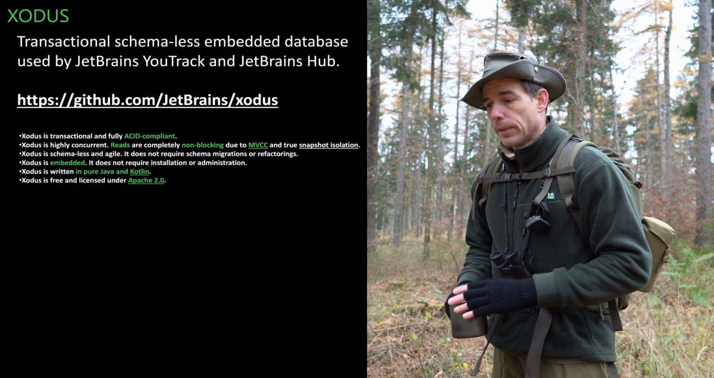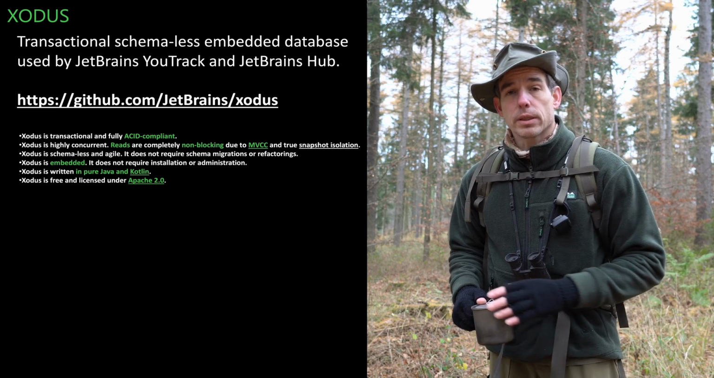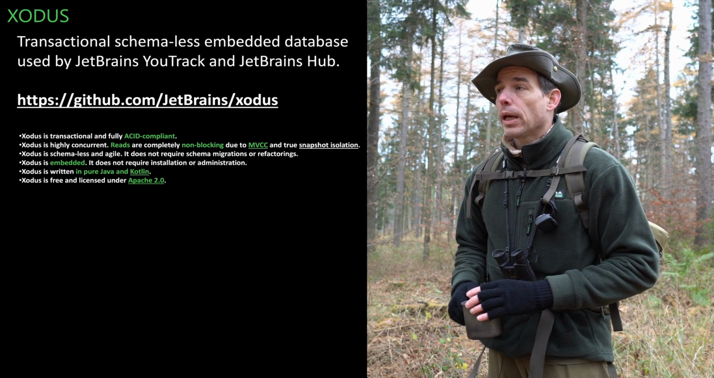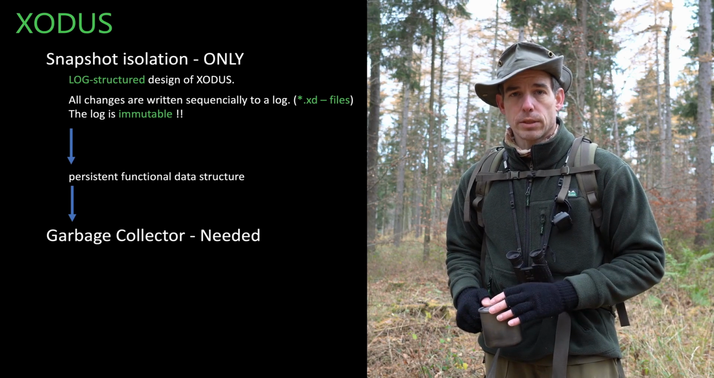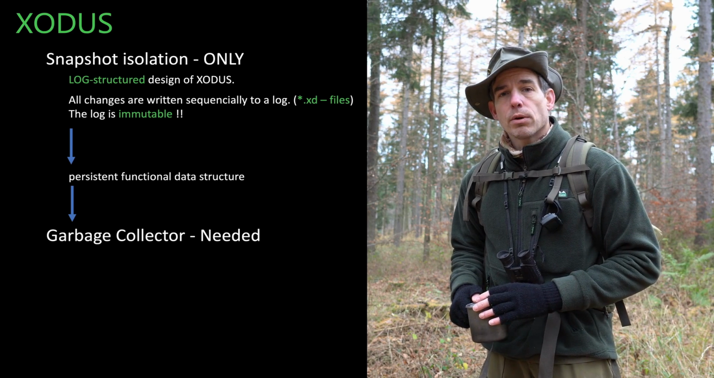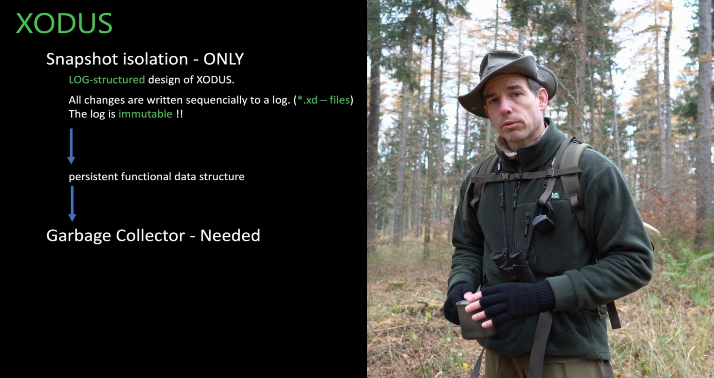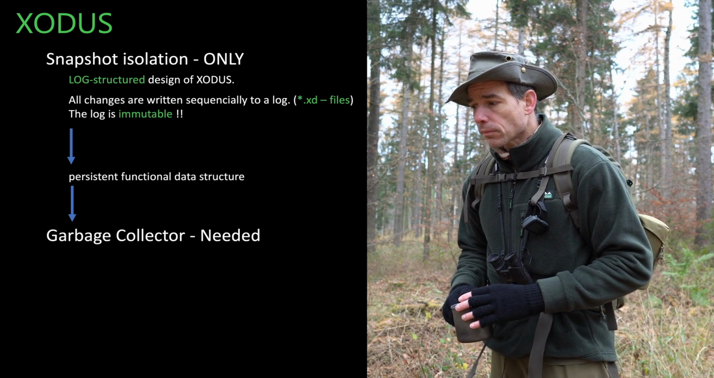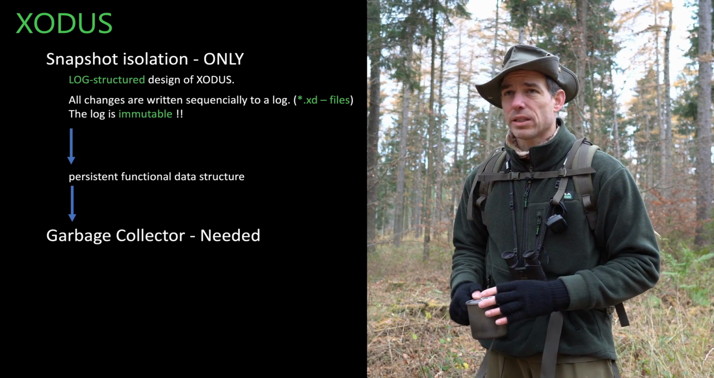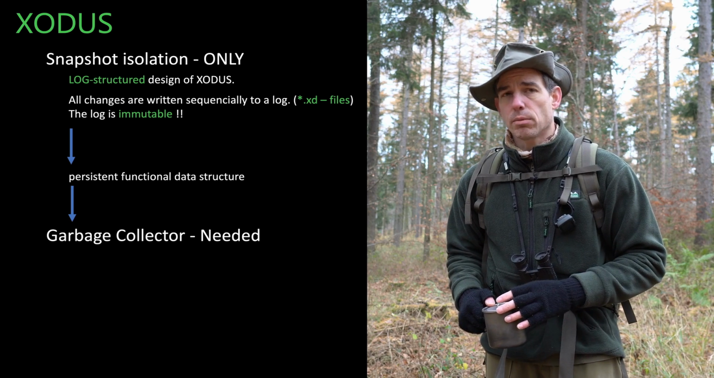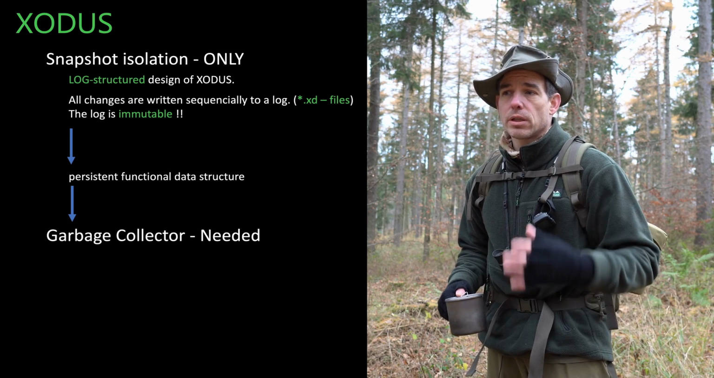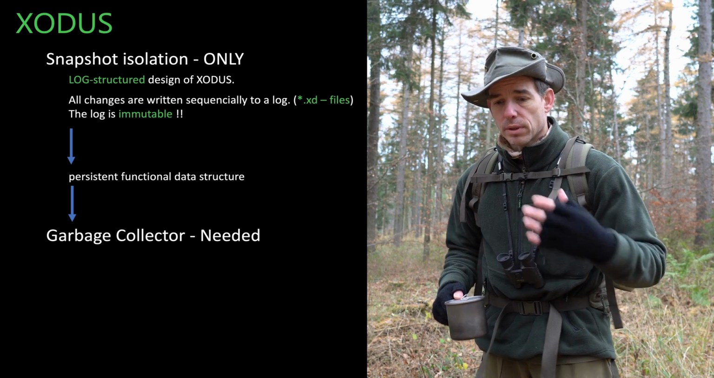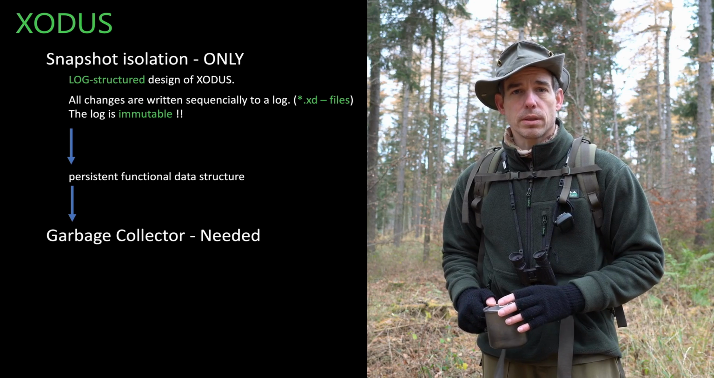Exodus is ACID compliant, so you have transactions. It's based on MVCC, and it's dealing with snapshot isolation, strong snapshot isolation. So all changes will be written in a transaction log. I think these files are something like XD files or whatever, and they're immutable. It means you have something like a functional, immutable, persistent data structure, and this is just amazing.